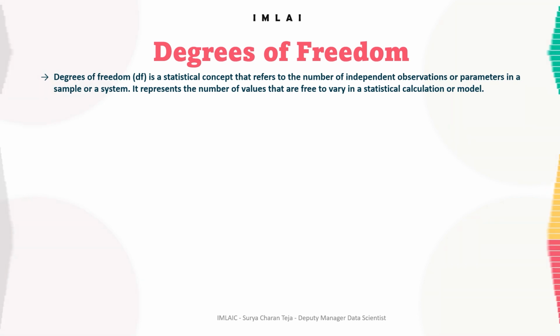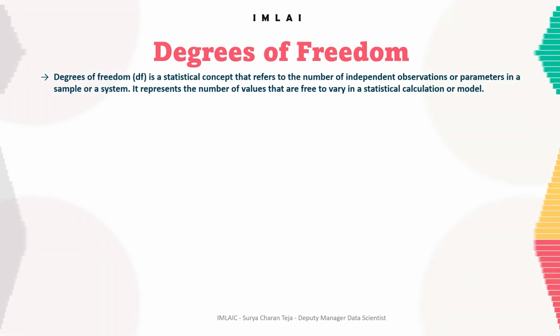In a statistical calculation, always remember, it's pretty simple. When you calculate the mean, if you want to calculate some value from the mean, at least one value would be rigid, one value would be fixed. That is the reason we have to take out one value when you calculate the degrees of freedom. It represents the number of values that are free to vary in a statistical calculation or model. Obviously, we'll have 9 if the total number of values is 10. So 10 minus 1 is our degrees of freedom.